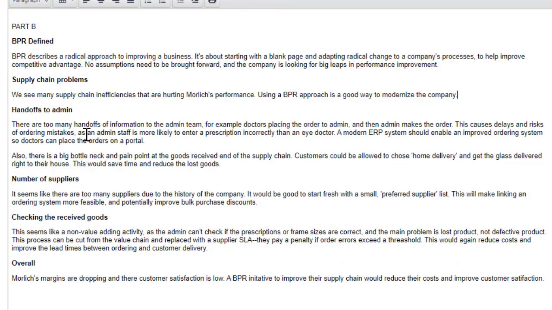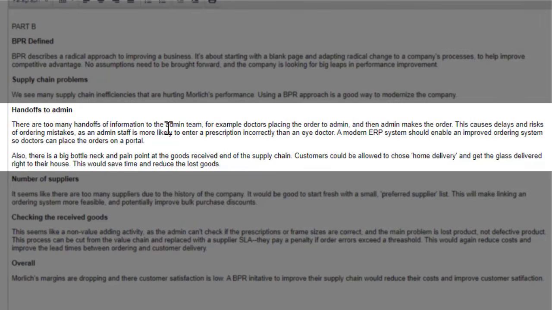Now, handoffs to admin. There are too many handoffs of information to the admin team. For example, doctors placing the order to admin, and the admin makes the order. This causes delays and risks of ordering mistakes, as an admin staff is more likely to enter a prescription incorrectly than an eye doctor. A modern ERP system should enable an improved ordering system so doctors can place the orders on a portal directly with the suppliers.